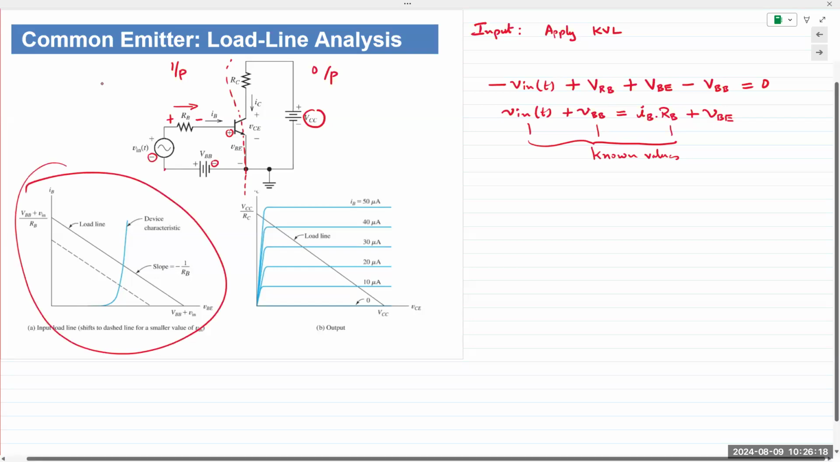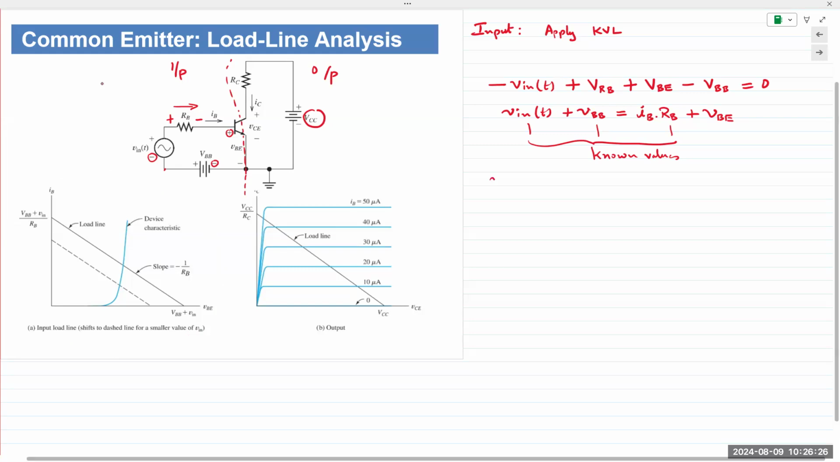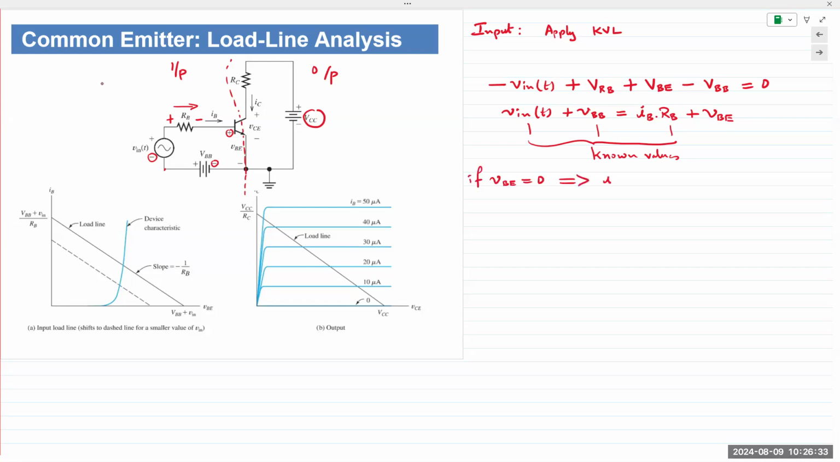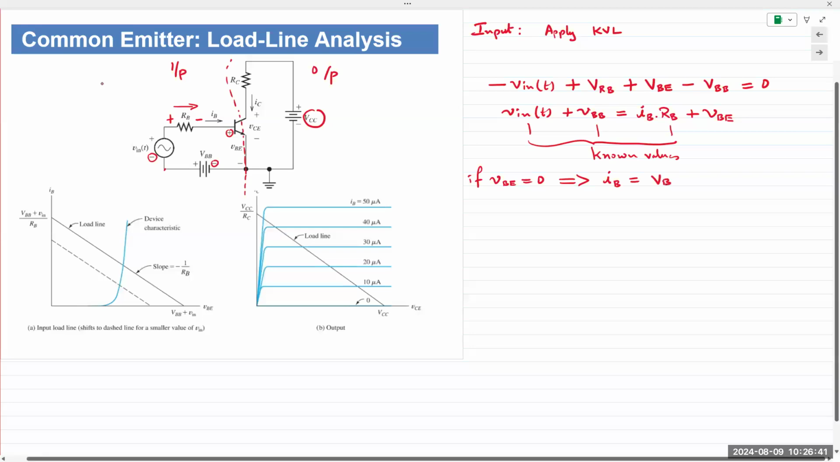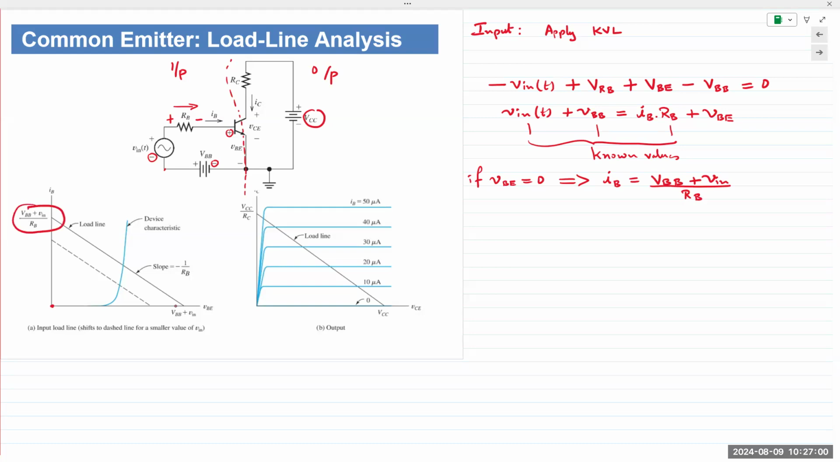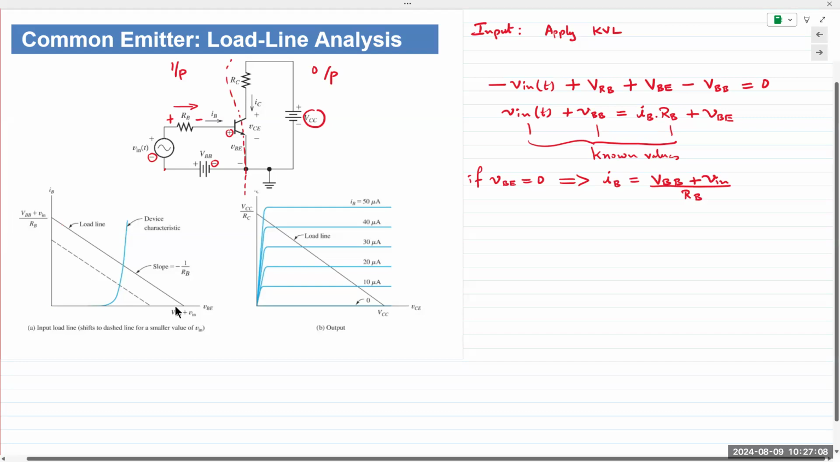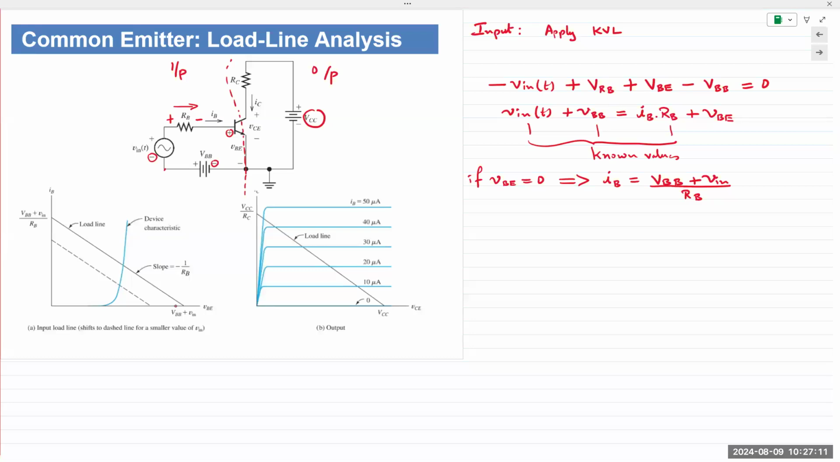And we would use this equation to plot this load line. So we do the same thing we did earlier for the diodes. We plug in VBE equal to 0. If VBE equals 0, then IB is equal to VBB plus Vin divided by RB. At one coordinate point when VBE is equal to 0, meaning right here, then your IB value is max, VBB plus Vin divided by RB. Make sense?